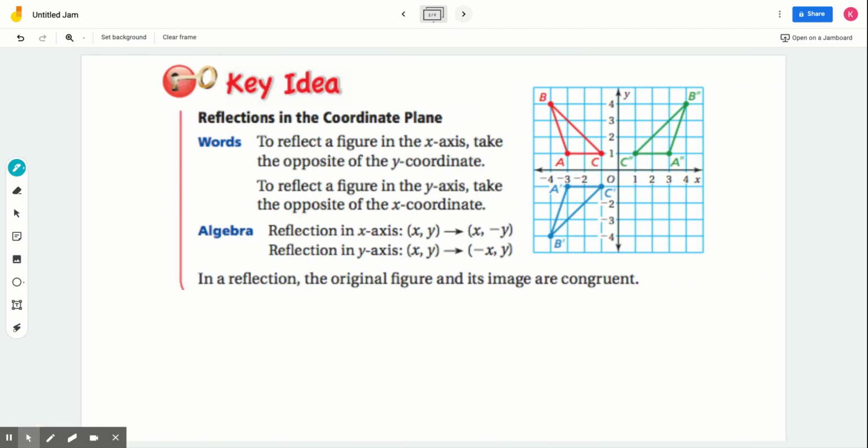Now, to reflect a figure in the x-axis, take the opposite of the y-coordinate. To reflect a figure in the y-axis, take the opposite of the x-coordinate. In a reflection, the original figure and its image are congruent. So basically what we need to know about this is that we can flip items across the x-axis, or we can flip items across the y-axis. And we need to know that no matter which way we flip or reflect the item, they are going to be congruent. Now remember from lesson 1, congruent means the same size and same shape.